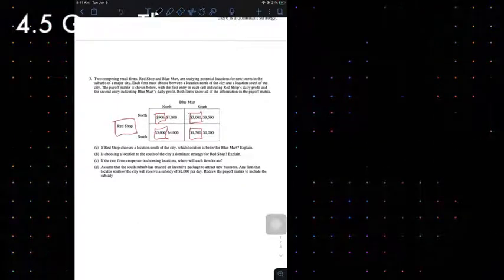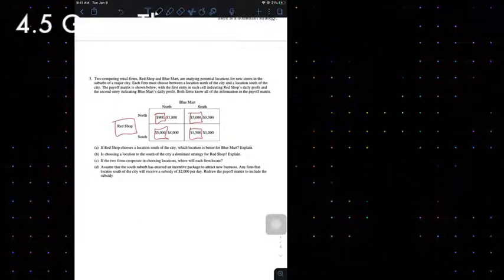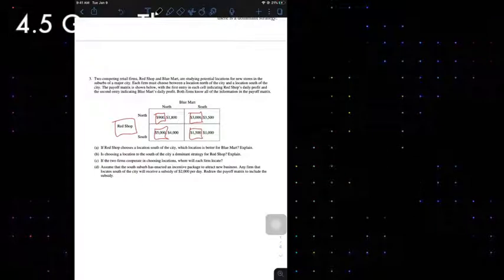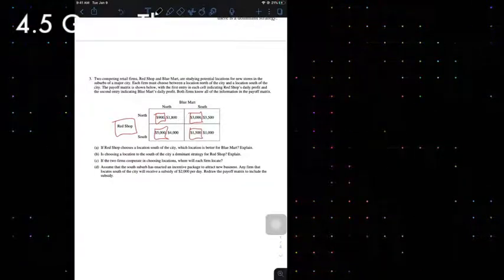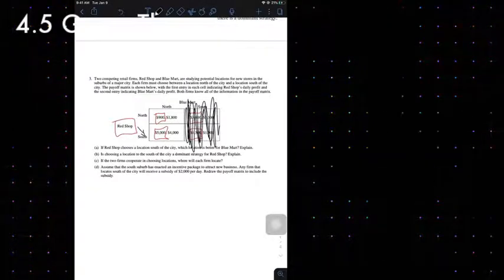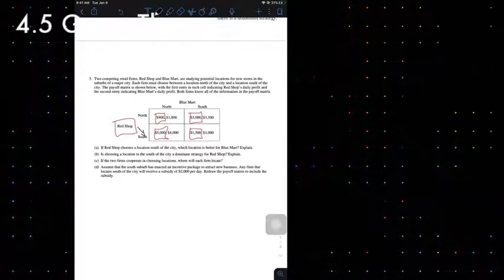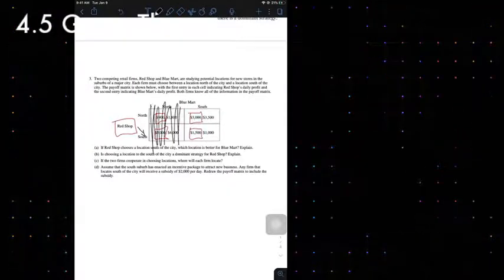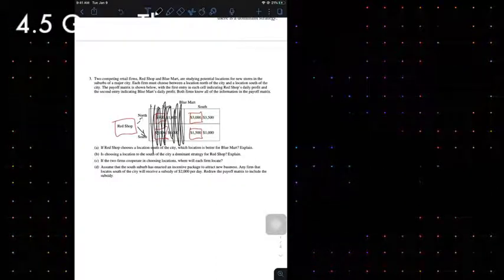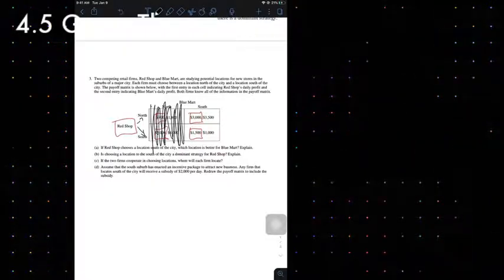Now this next question. Is choosing a location to the south of the city a dominant strategy for Red Shop? Well, we have to check to see what are those dominant strategies for Red Shop. So let's say Blue Mart goes north. When Blue Mart goes north, Red Shop goes south. They want $5,000 of profit over $900 of profit. And then let's check when Blue Mart goes south. When Blue Mart goes south, Red Shop is going to want the $3,000 of profit instead of half of that, $1,500, right?